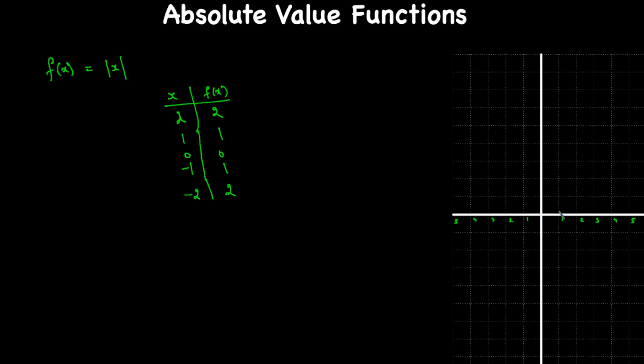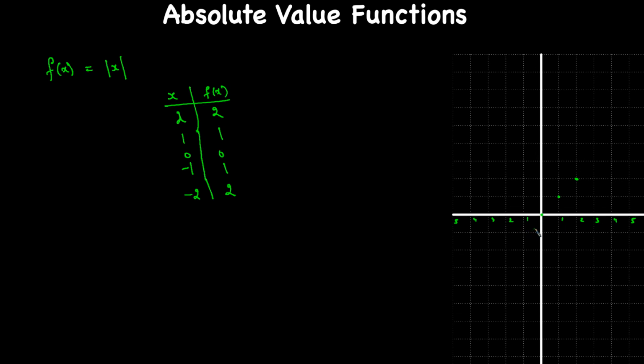So if x is 2, which is here, and y is going to be 2, so that's the point. Okay, and if x is 1, y is going to be 1. If x is 0, y is going to be 0. So this is the point.